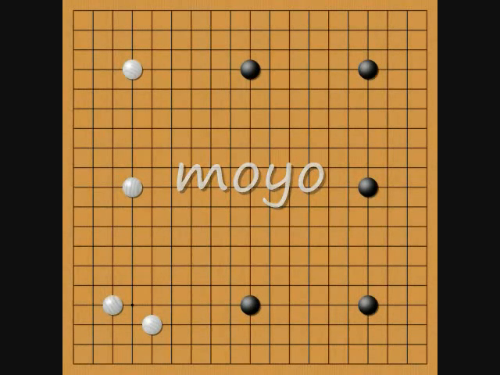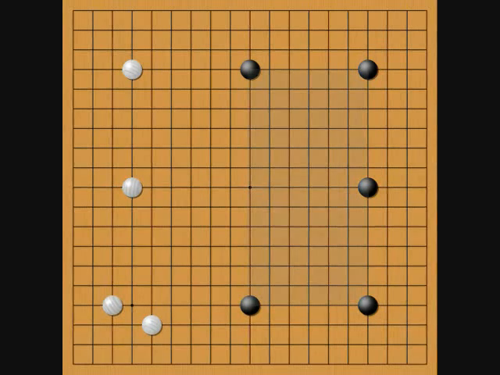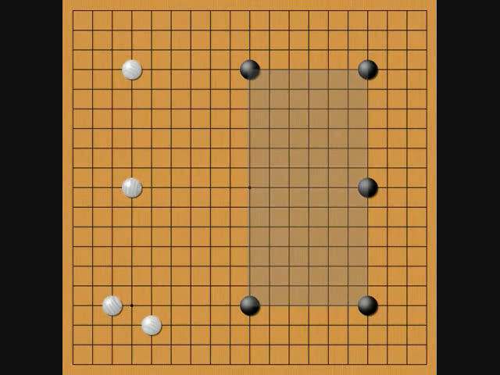Moyo literally means framework. It's similar to making a two-dimensional shape, but it's on a larger scale, involving stones that are too far apart to be considered a group. In this example, black has a moyo that begins to make a claim on the shaded points, a claim that comes from the arrangement of the stones rather than having to play extra stones.